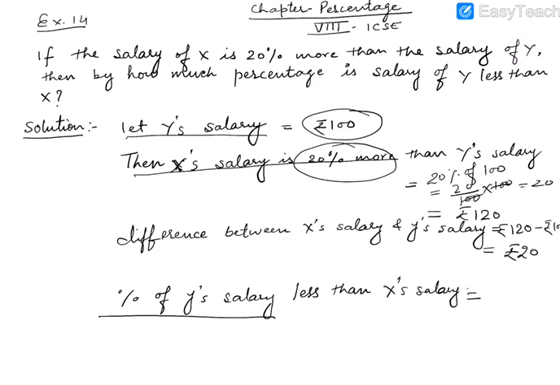So Y is getting 20 less, and we have to compare with whose salary? X's salary, and X's salary is 120, and we have to convert into percentage, multiplied by 100%. 0 cancelled, and we'll divide. 2 6 are 12, 2 5 are 10, again 2 3 are 6, 2 10 are 20. So this is 50 upon 3%, and this we can write as 16 whole 2 by 3%.